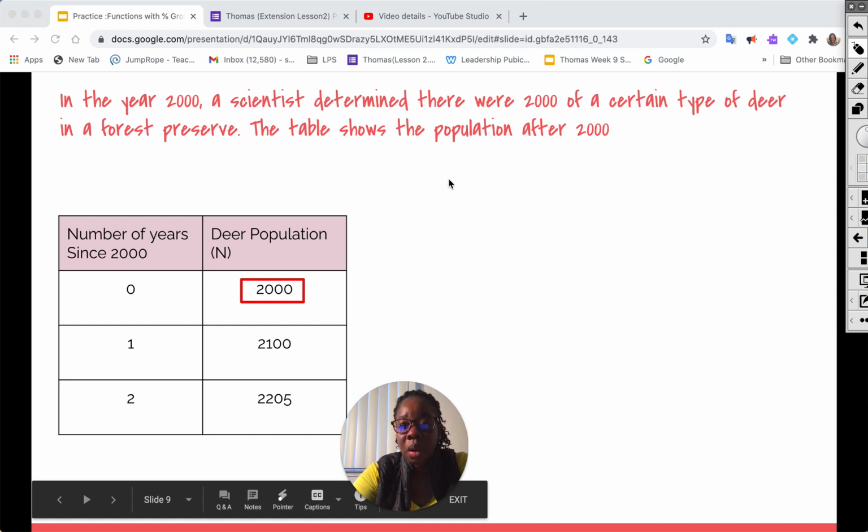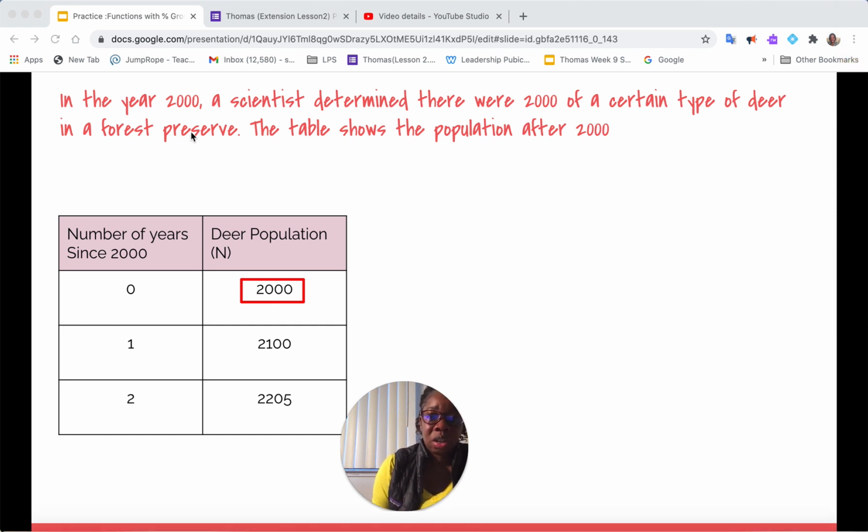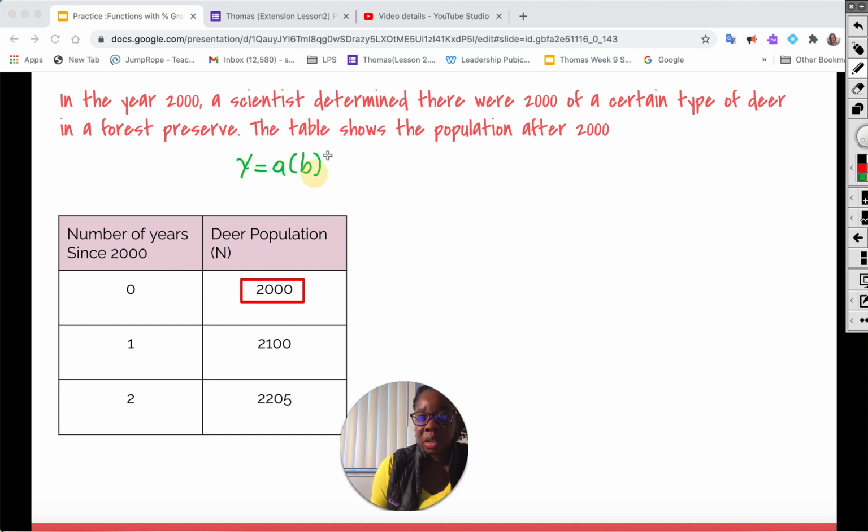So what do we know when we look at our table? Well, that 2000 is seen there. It's an initial value. We're going to assume that this is exponential. The function is modeled by an exponential equation. And remember, those come in the form y is equal to a times b to the x, or in this case, n is equal to a times b to the x, same thing, where our a is our initial value. So we know that our initial value in this case is 2000, as circled there.